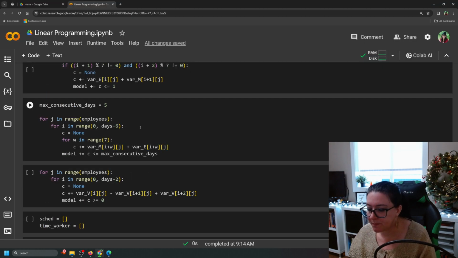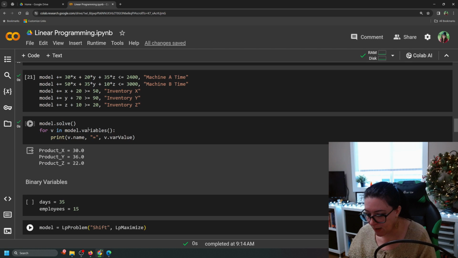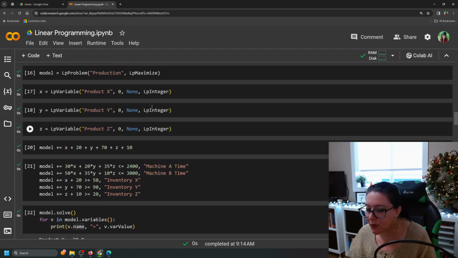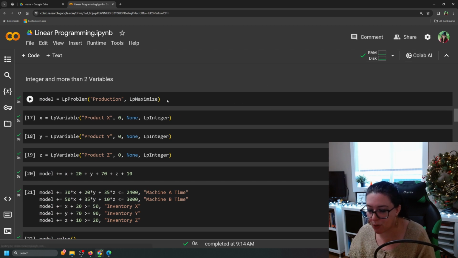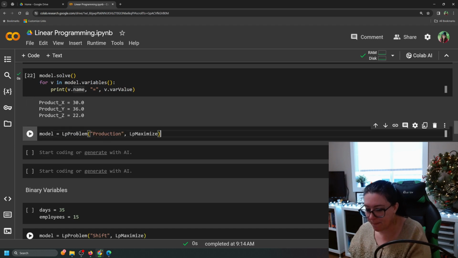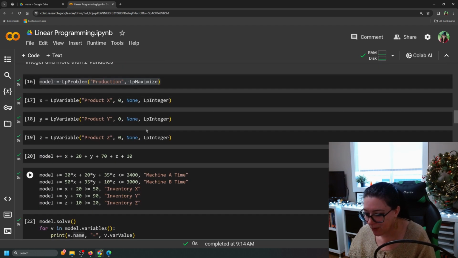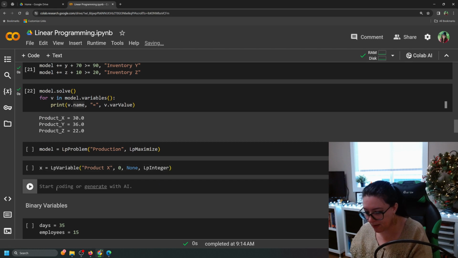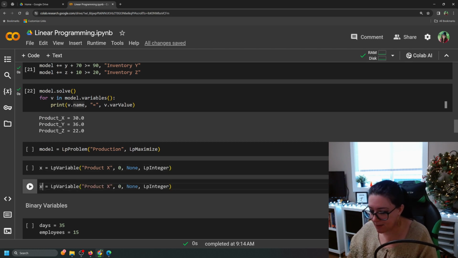If you're doing this, you're going to add a couple lines of code here, and then you're going to repeat the process you did before. So we're going to copy here our model. We are going to maximize. We have two variables, X and Y, and they are integers. Okay, so we'll run our model and define our variables.